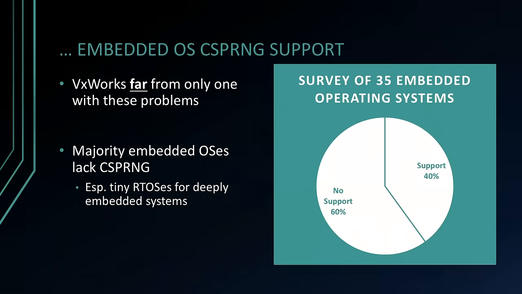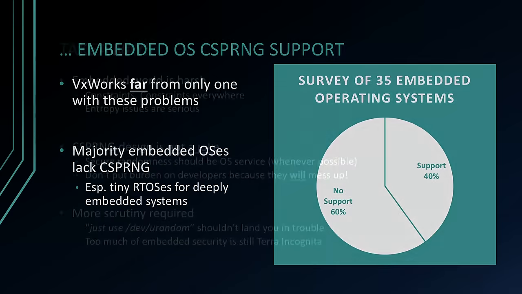And if you were thinking that these three operating systems, or at least the first two, which had problems, and you were laughing a lot about it, are the outliers, actually, they are not. In the embedded OSs and real-time operating systems, the majority of them do not support any secure random number generator. VxWorks is far from the only one with these problems, but it is one of the biggest ones, and you expect that they provide something, which they don't.